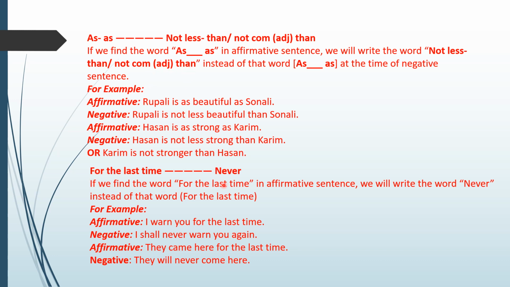If we find the words for the last time in the affirmative, then we will write the word never instead of those words for the last time. Look at the following examples. I warn you for the last time. So the negative is I shall never warn you again. Another example, they came here for the last time. So the negative is they will never come here.